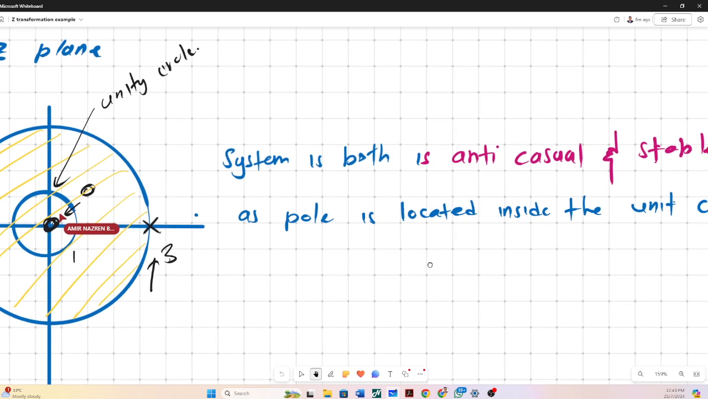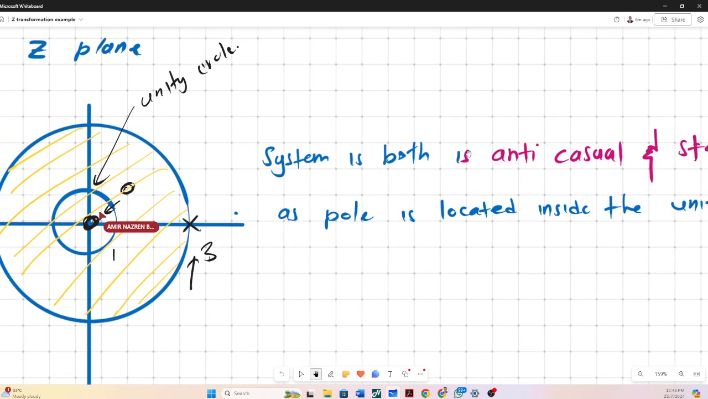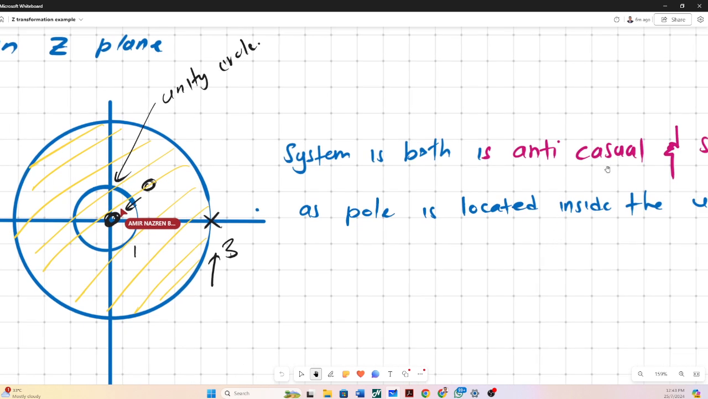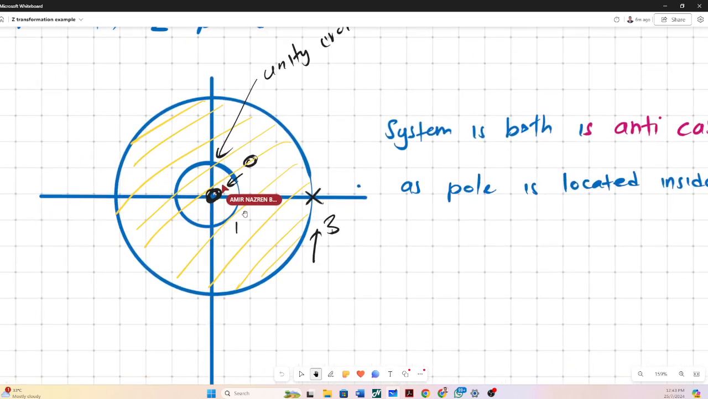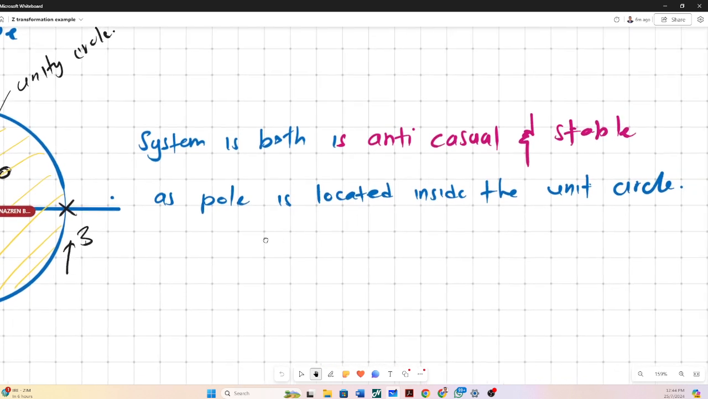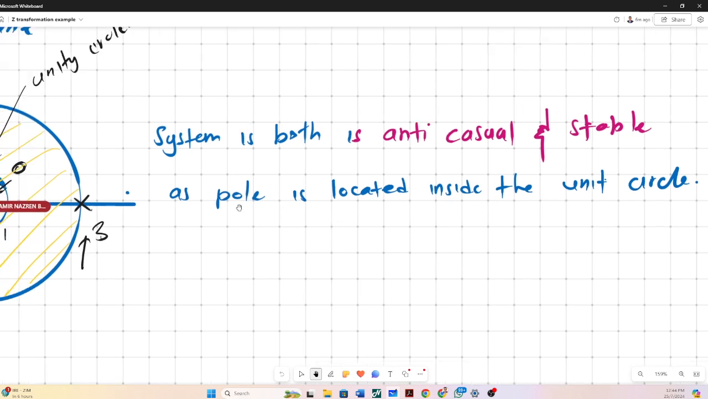We want to consider whether the system is stable or not stable. We can say the system is anti-causal because the signal is at the left side, so we shade inside the circle. And the system is stable because the shaded area touches the unit circle. So when it touches the unit circle, we can say the system is stable, because the shaded area is located inside and includes the unit circle.